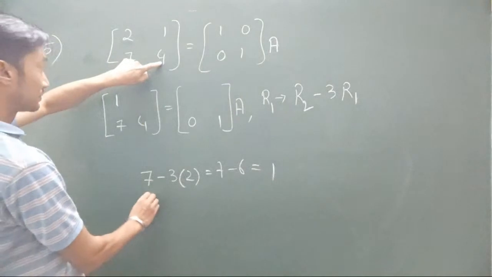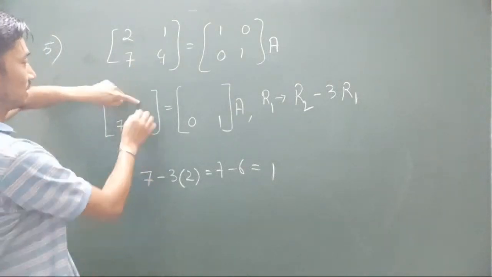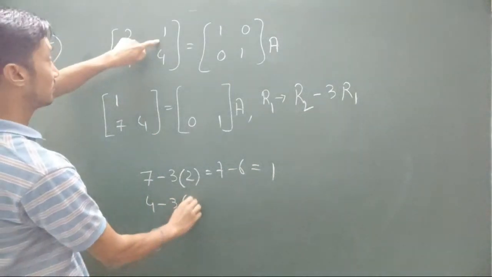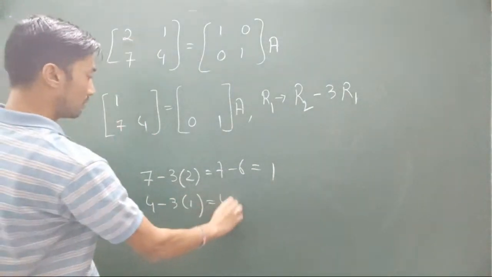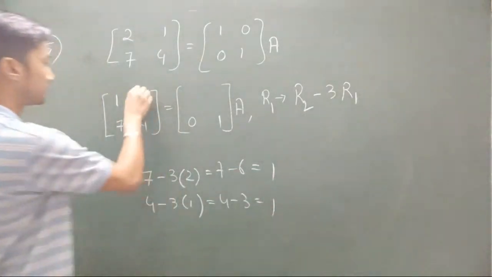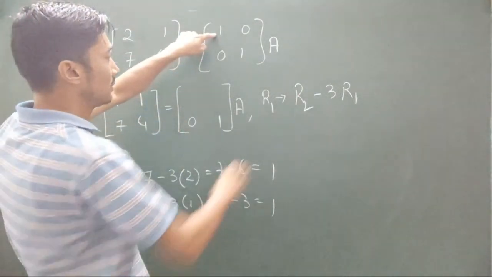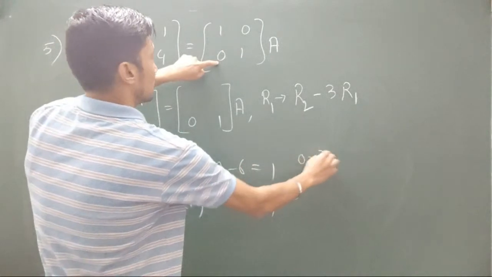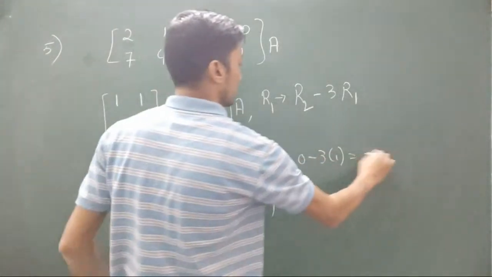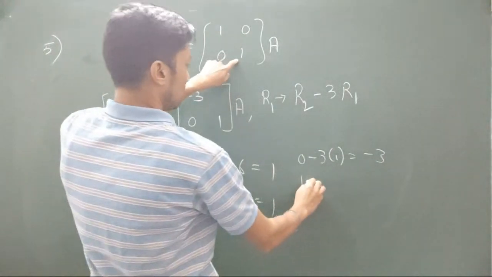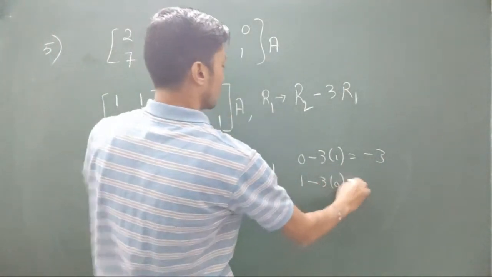Same. R2 again, go for this one. It's R2 minus 3 times of R1. So 4 minus 3, 1. Same operation here. So for R1, I'll have to apply R2 minus 3 times of R1. So minus 3, 1 minus 3 times of R1.